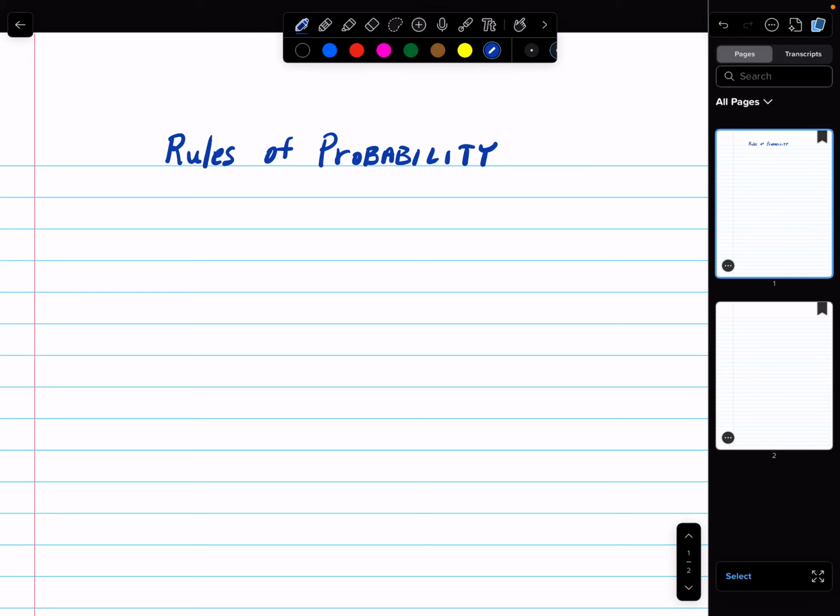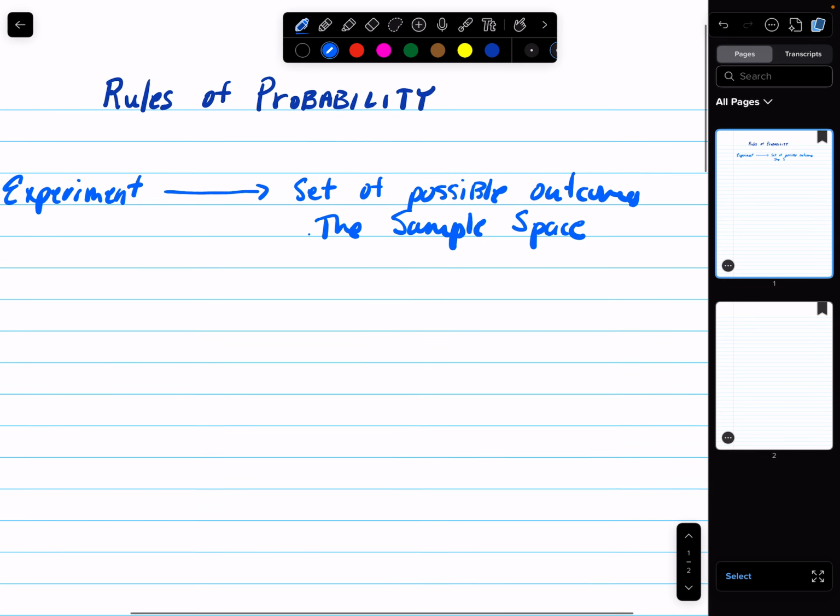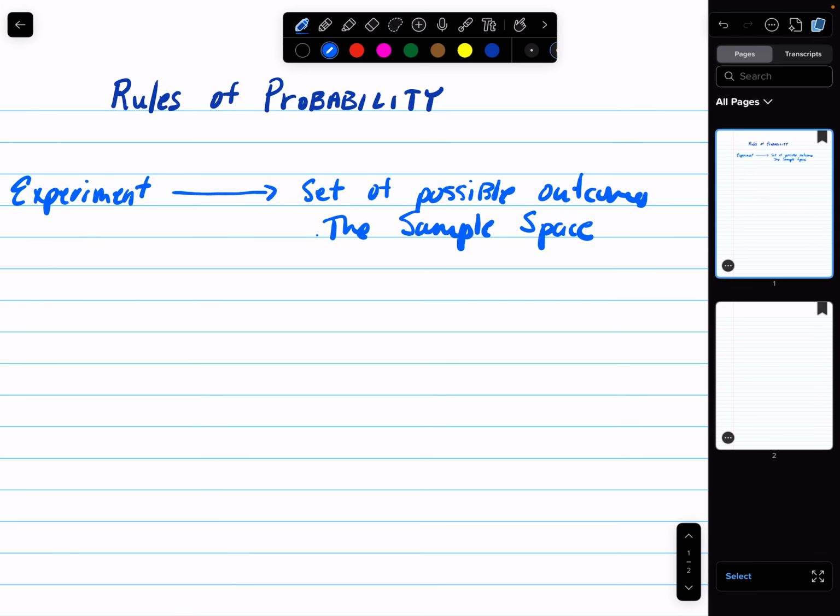Okay, we're now ready to look at the rules of probability. Given an experiment, so we run an experiment, say flip a coin or roll a dice, and it generates the set of all possible outcomes, and we call that set the sample space. So given an experiment, the set of all possible outcomes is called the sample space, and we denote that S.